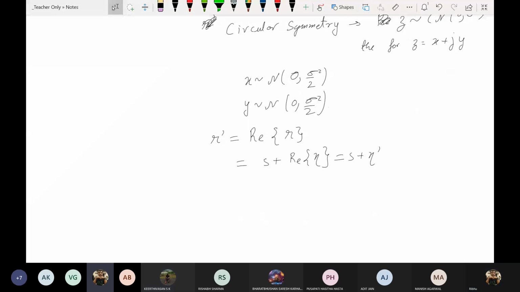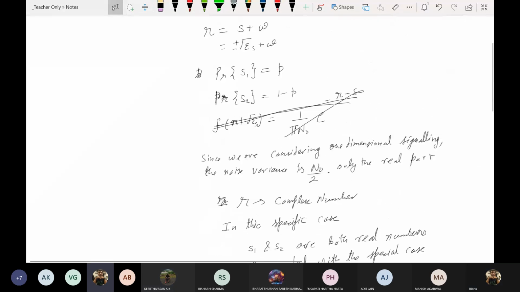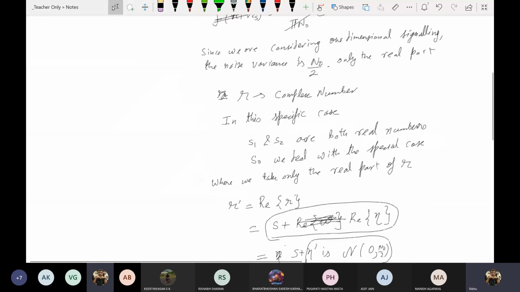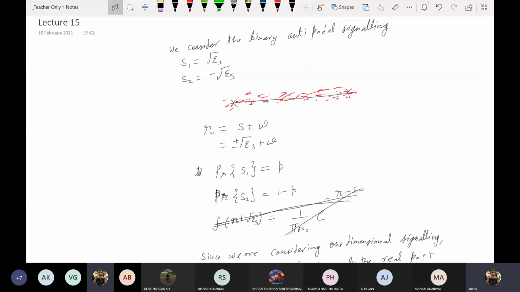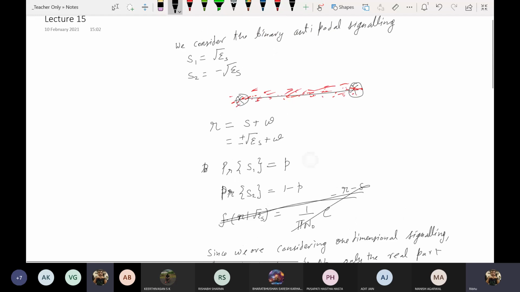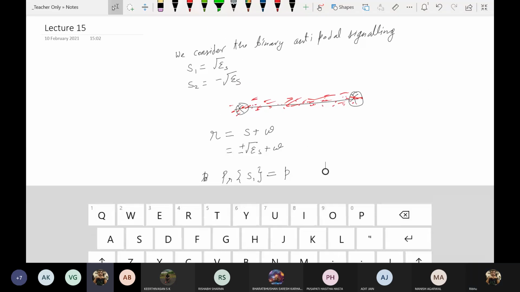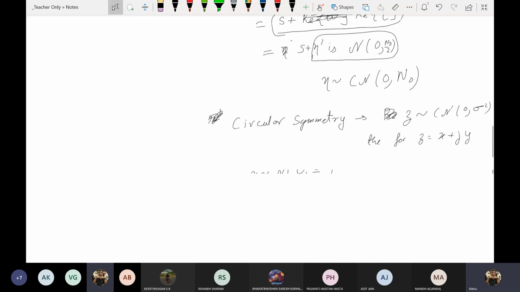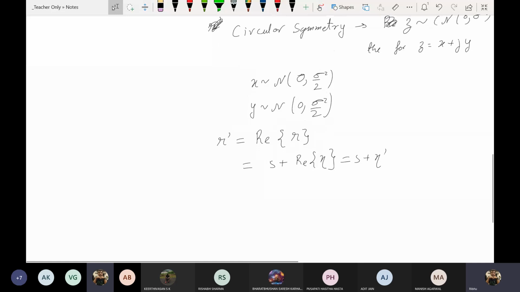Now this R prime is something like this. These are the two symbols that we sent, and this is R prime. Now what we want to do with R, since we have already talked about decision regions.